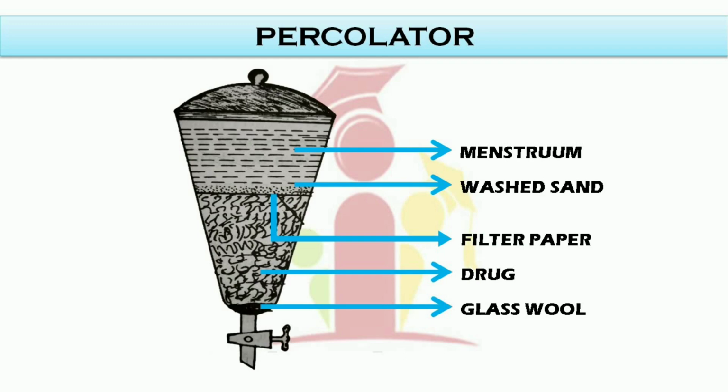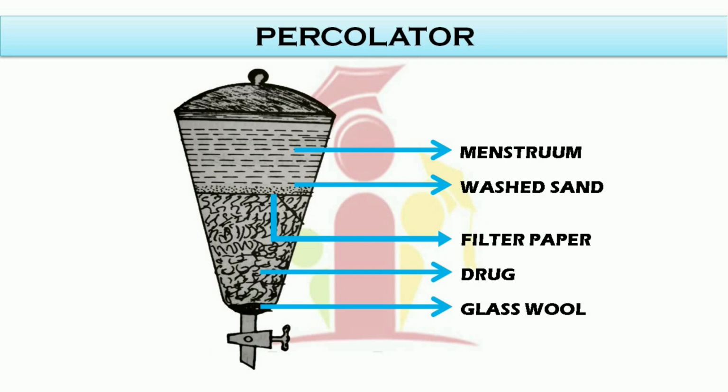Finally, a sufficient quantity of menstruum is added to saturate the material until the liquid comes out from the tap below. When the liquid comes out, the tap is closed and menstruum is added to fully submerge the drug and is allowed to macerate for 24 hours. And finally, the lid is closed. After 24 hours of maceration, the outlet is opened and the percolate is collected, about 3/4 of the volume required. Now the rate of percolation is usually 10 to 30 drops per minute.